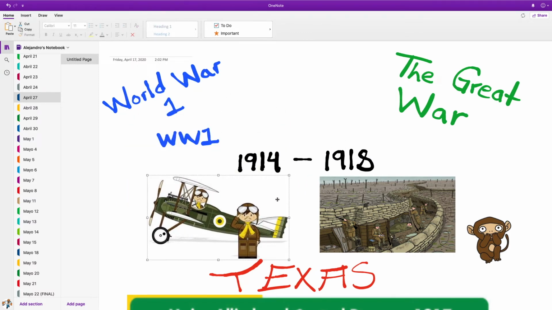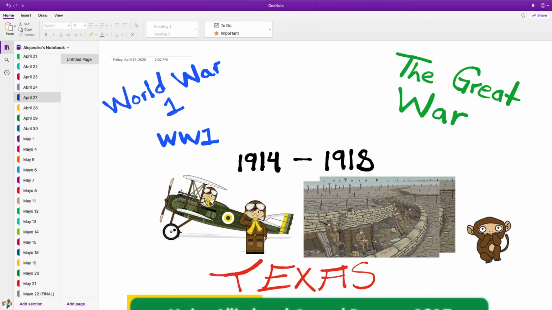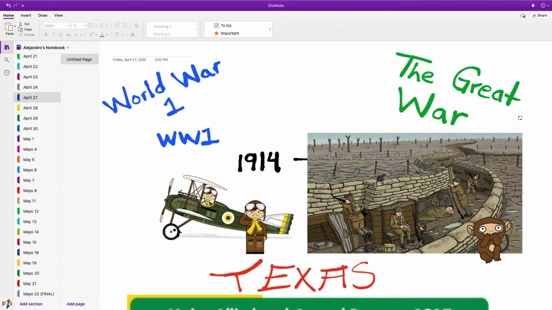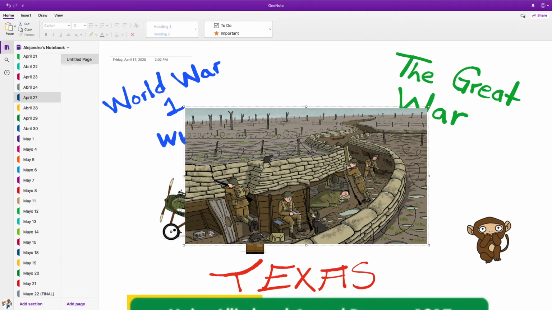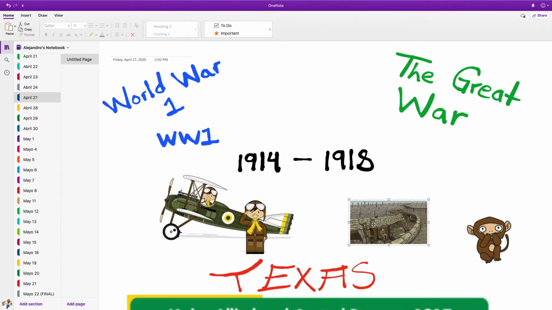And also another technique that provoked a lot of casualties and also contributed to this war was the use of trenches. The war lasted 4 years, as you can see here, from 1914 to 1918.